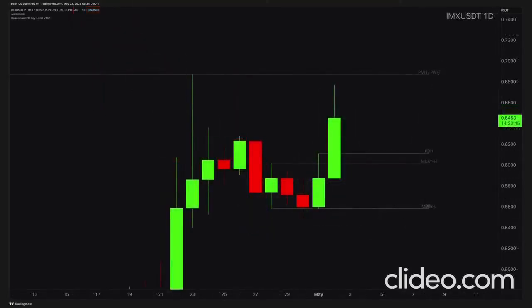In the daily time frame, there are interesting things to check out, such as this weekly previous month high and the previous week high points above.